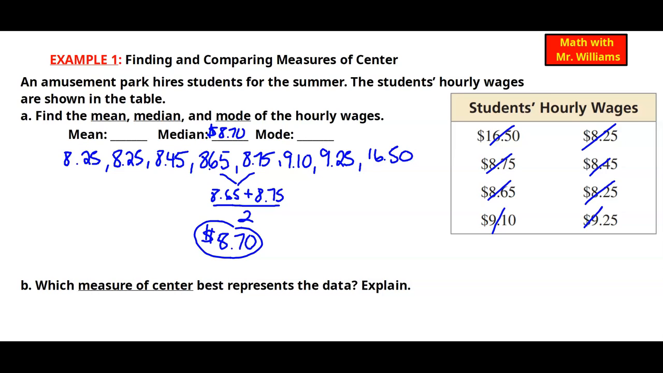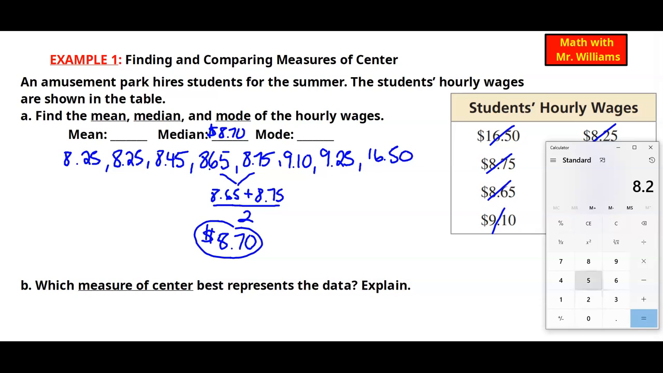Now let's find our mean. We add all the numbers up, and then we divide by 8 for our total values. Let's go to our calculator. So we have $8.25 plus another $8.25 plus $8.45 plus $8.65 plus $8.75 plus $9.10 plus $9.25 plus $16.50.